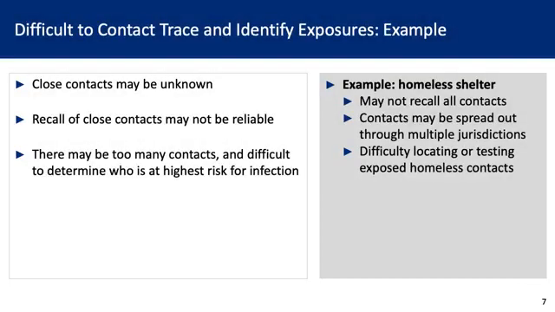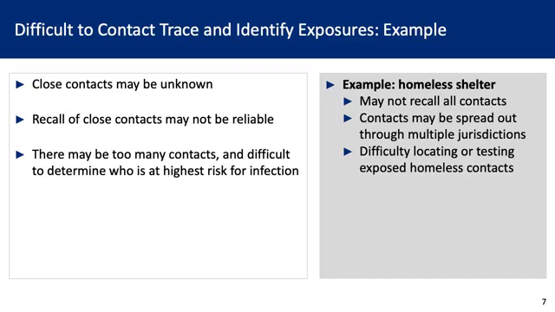Some examples of where tracing contacts can be difficult are in a homeless shelter, for example. The case themselves may not recall all of their contacts. They may have had contact with multiple people and they can't remember who they were. The contacts may be spread out through multiple jurisdictions. So let's say, for example, the person was in 2 different shelters in 2 different counties during their infectious period.